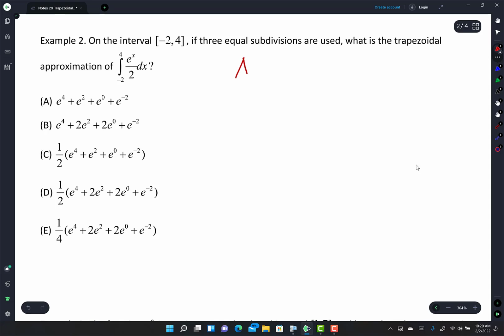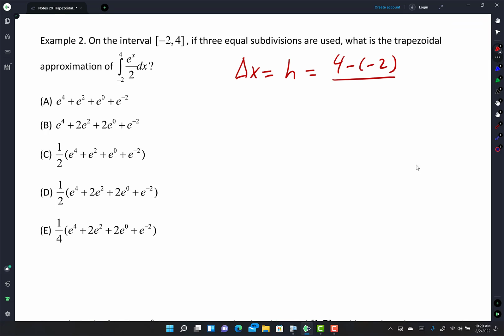Okay, let's find our delta x, which is going to be our height. So let's see, 4 minus a -2 divided by how many trapezoids? 3. So that is 6 divided by 3, so it's going to be 2. So my height of each trapezoid is 2. Are we still okay?